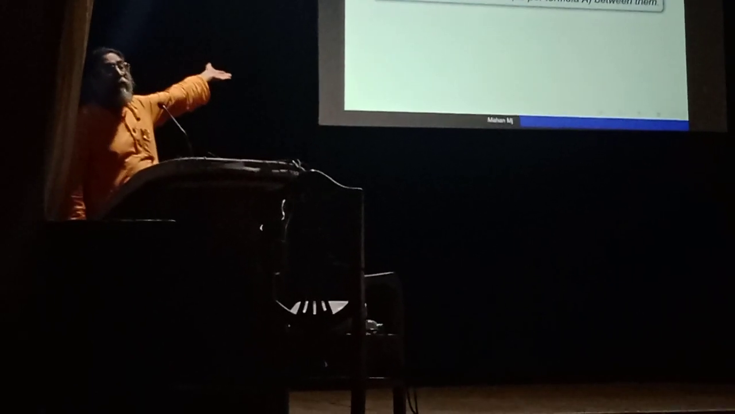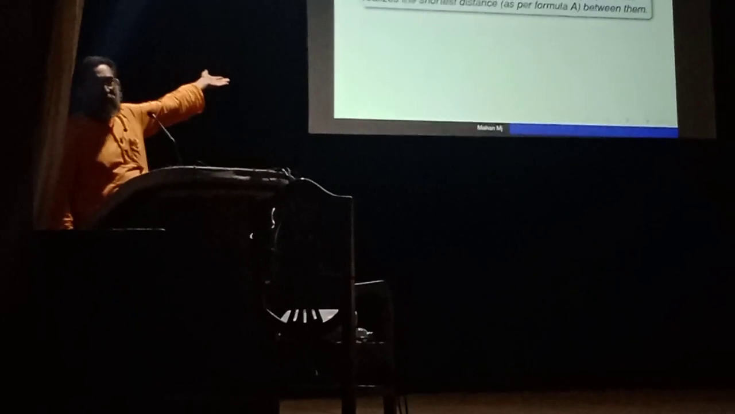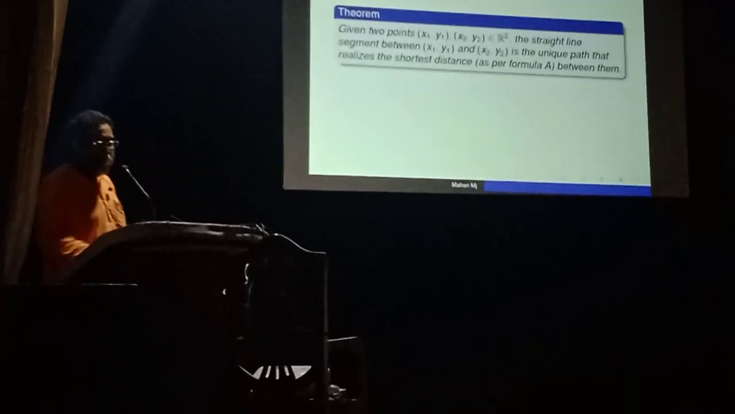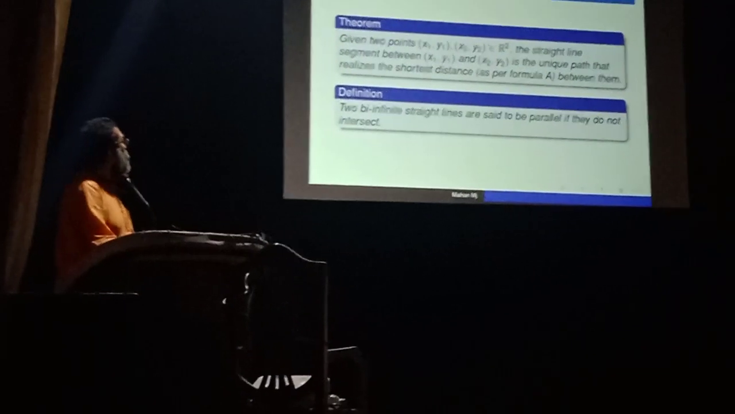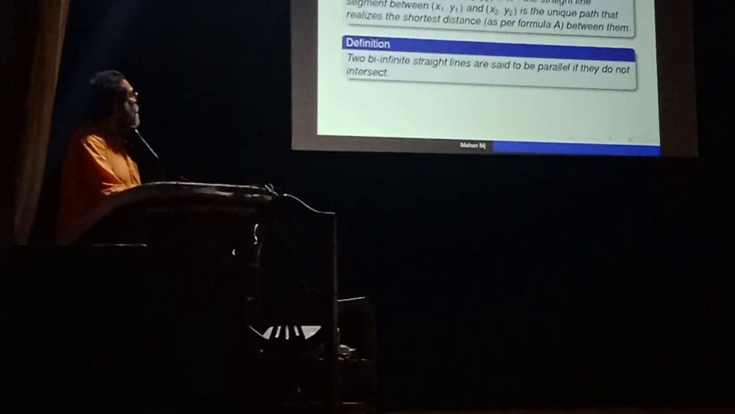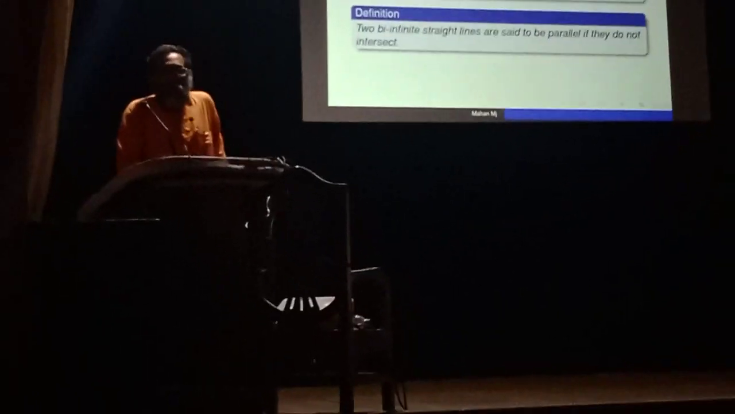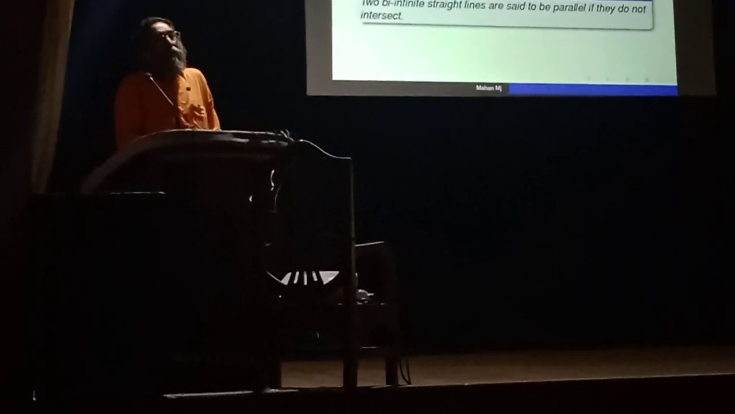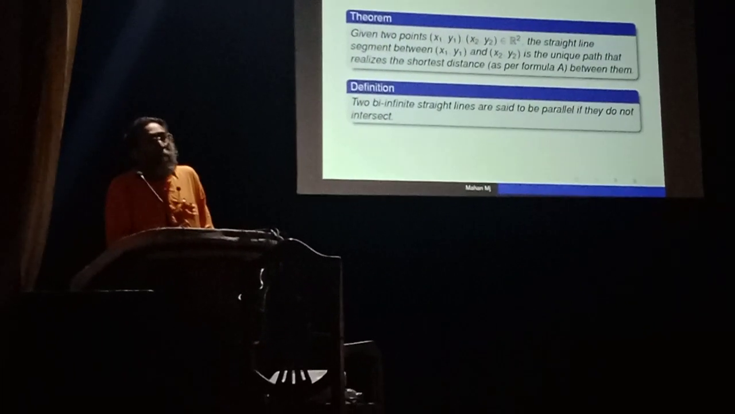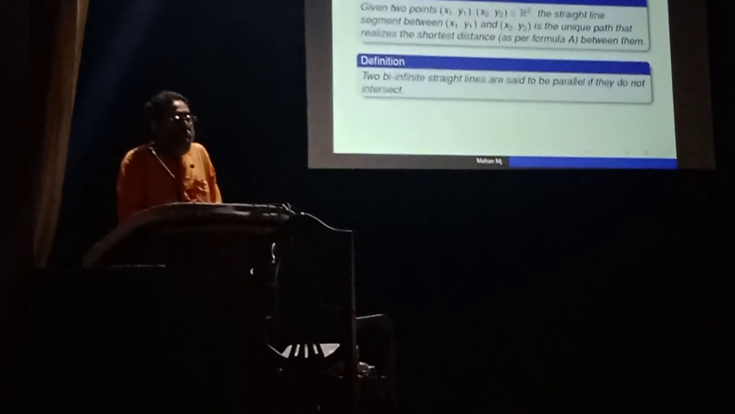And now what we are really talking about is bi-infinite geodesics in the plane. What is parallelism? Two straight lines are now parallel if they just do not intersect. That's all you need. Two bi-infinite straight lines are parallel if they don't meet. This is something that you can bring out from this background geometry.